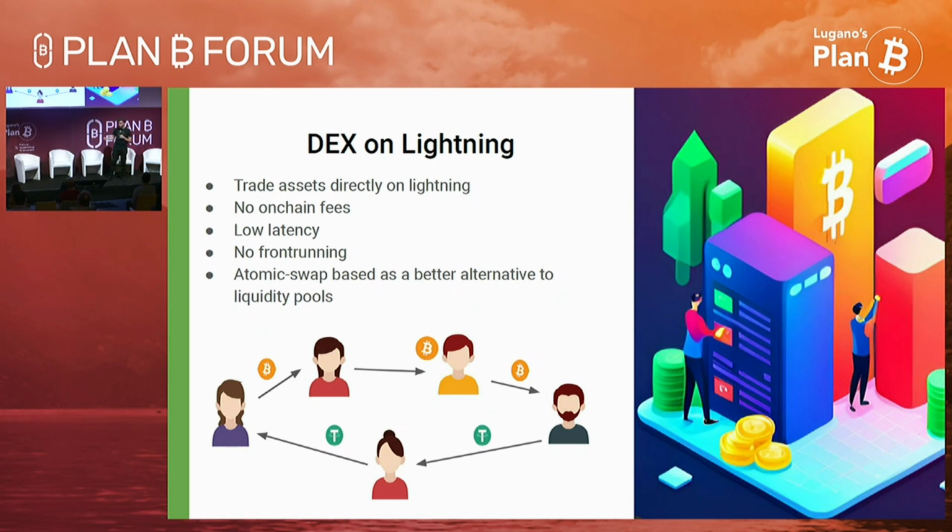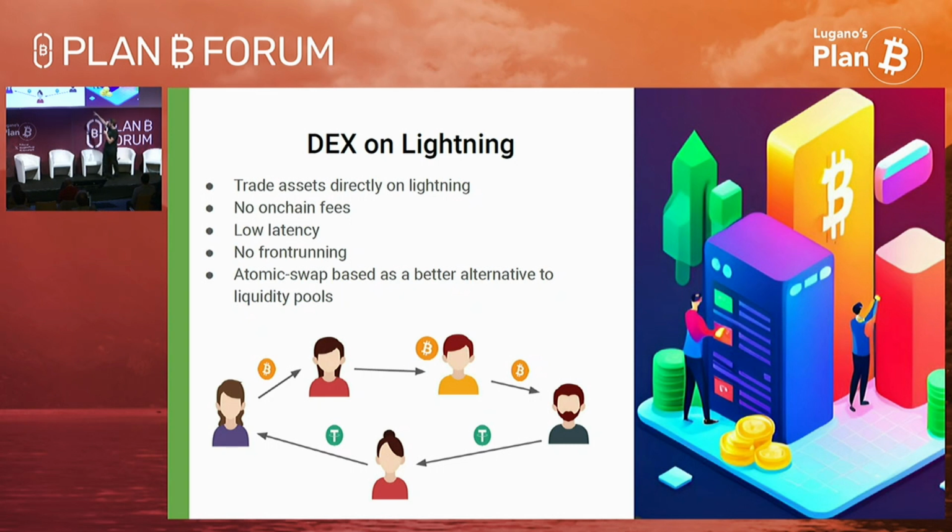And this is quite powerful because it's such a better trading experience than traditional DEXs on other EVM chains, because you don't need to pay on-chain fees. You have very low latency. If you have direct Lightning channels, it can be like 1 second or maybe even lower if you have a very good connection. There is no front running, nobody else sees what is happening.